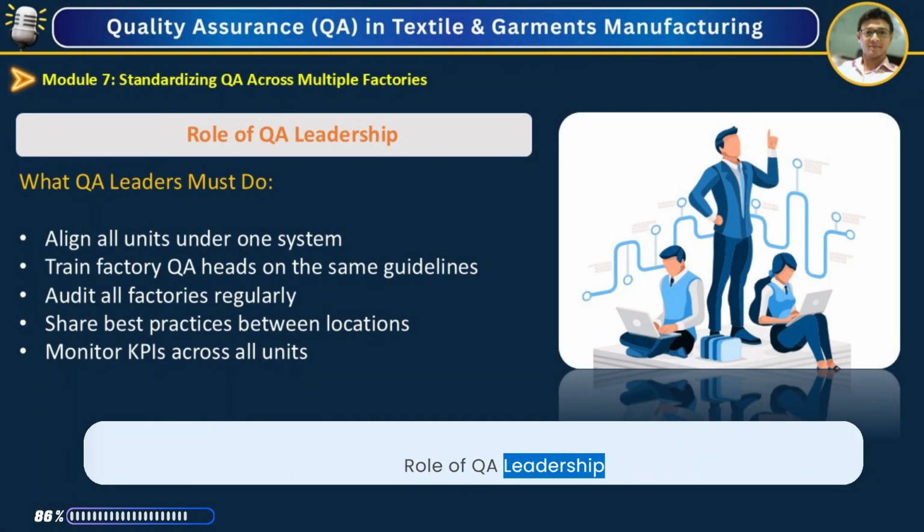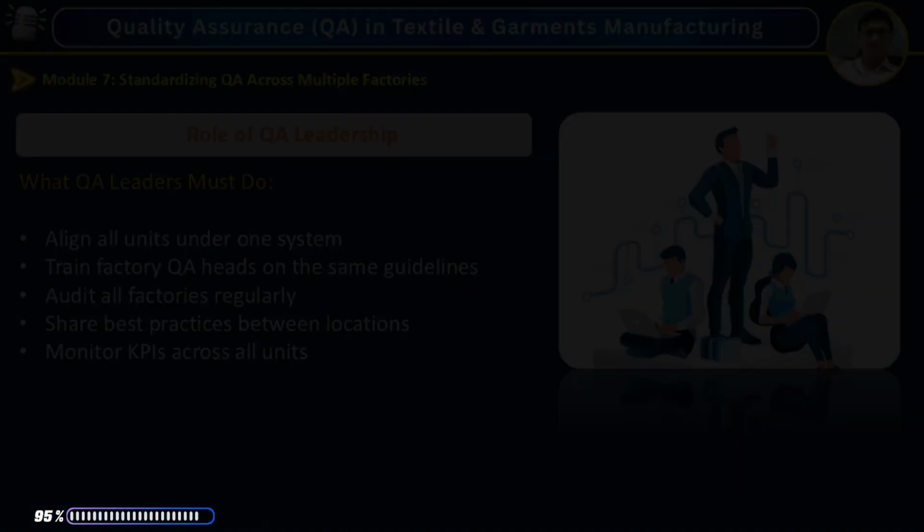Role of QA leadership. QA leadership is like a coach. Everyone must follow the same playbook to win. What must QA leaders do? Align all units under one system. Train factory QA heads on the same guidelines. Audit all factories regularly. Share best practices between locations. Monitor KPIs across all units.